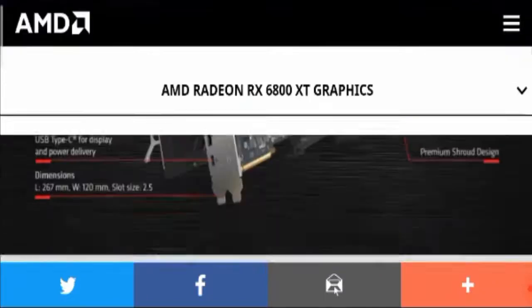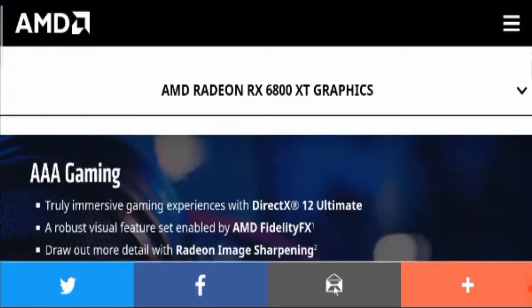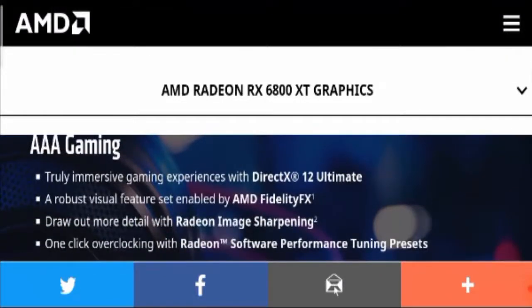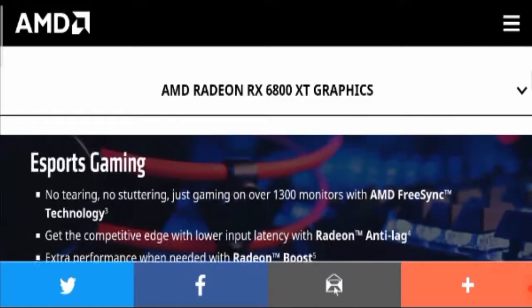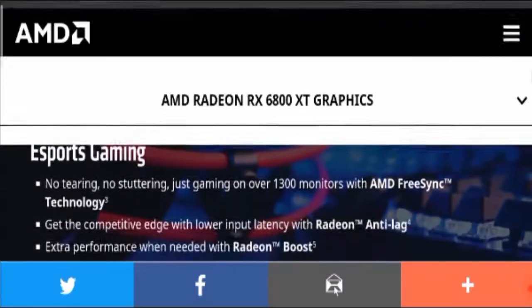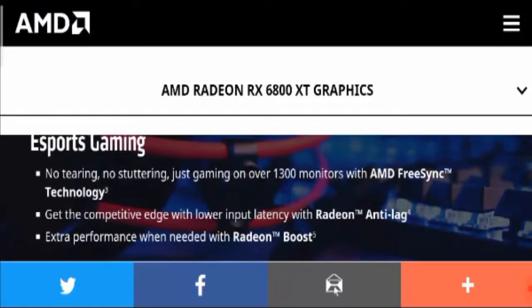Now you can play all your favorite games here. It is perfect for immersive gaming experiences with DirectX 12 Ultimate, a robust visual feature set enabled by AMD FidelityFX. Draw out more details with Radeon image sharpening, one click overclocking with Radeon software performance tuning presets. Also, you can play esports gaming.